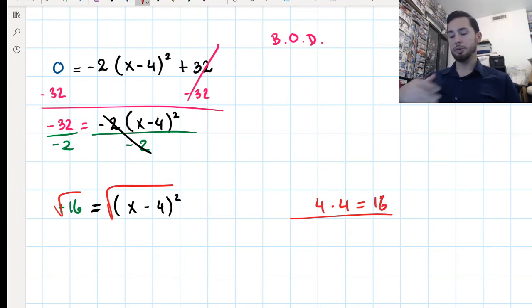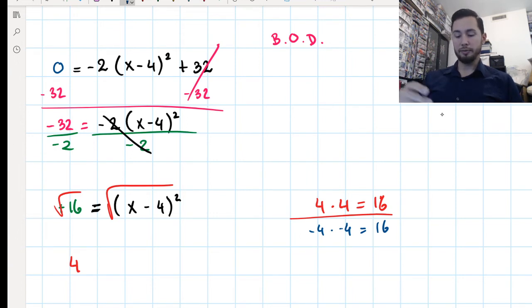So if I take the square root of 16, one of the answers will be 4, but that's not the only answer. So the same way that I have 4 times 4 equals 16, I always have the upside down, which in this case would be negative 4 times negative 4 equals positive 16. So whenever I take the square root of something, I end up with two values, one positive and one negative, and we write that as positive or negative 4.